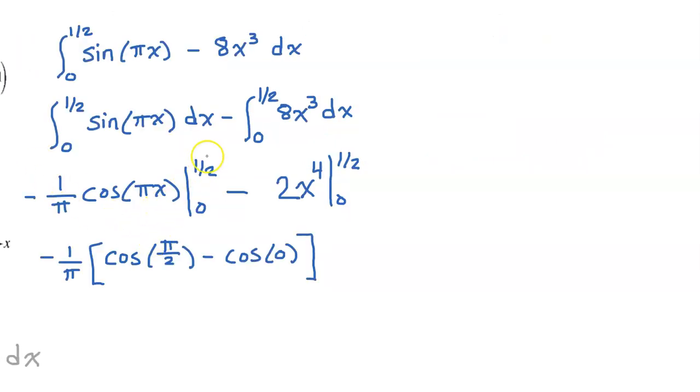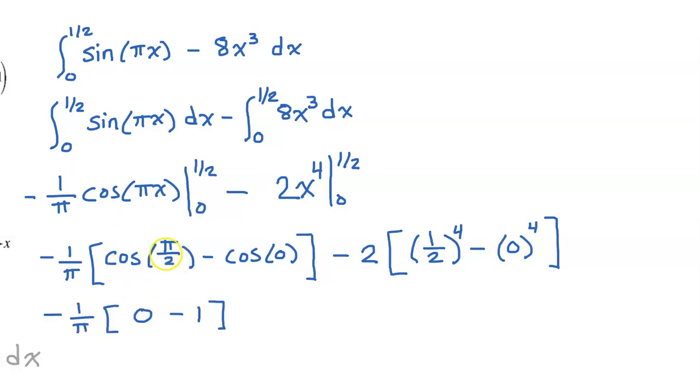When I evaluate a definite integral, I like to leave the constant out in the front. So here is the value at 1/2 minus the value at 0 for the first term. Similarly, for the second term, I'm going to leave that -2 out in the front. So here is the value at 1/2 minus the value at 0.